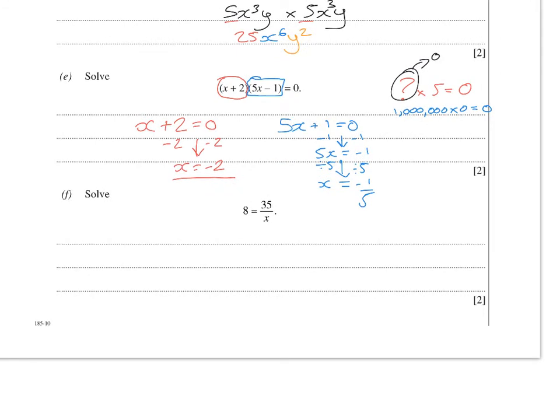Finally, solve. So this thing here, I'm going to draw an arrow down. I don't like this divide by x. I want x to be on the top, very much not on the bottom. So I'm going to times both sides by x. So this is going to give me 8 times x, which you say is 8x, equals 35. So then we would divide by 8 each side, or take the 8 across and divide each side by 8.